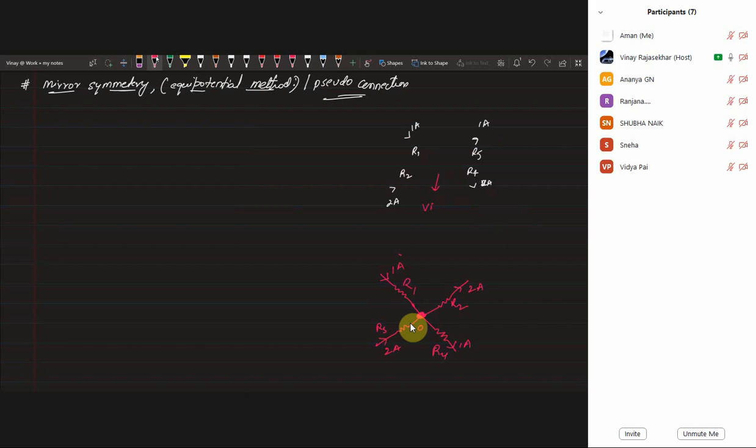Real connection? Yeah, how can we say? See, this 1 ampere current is passing like this, students, and the 2 ampere current is flowing like this. So obviously there is a connection between R2 and R3, and similarly a connection between R1 and R4. So this connection is a real connection, but not a virtual connection. Did you understand this point?